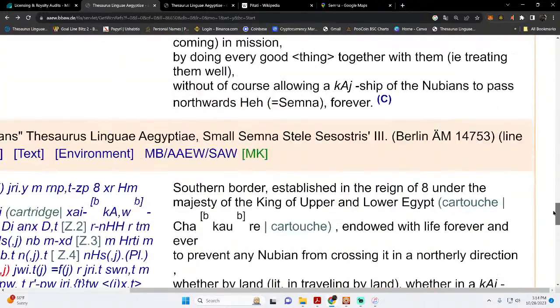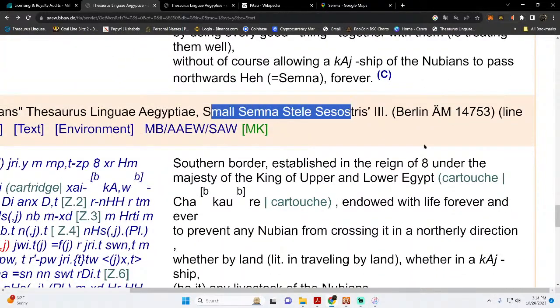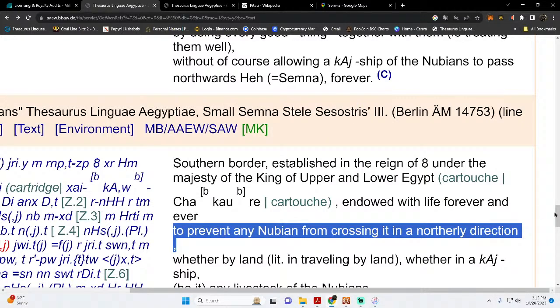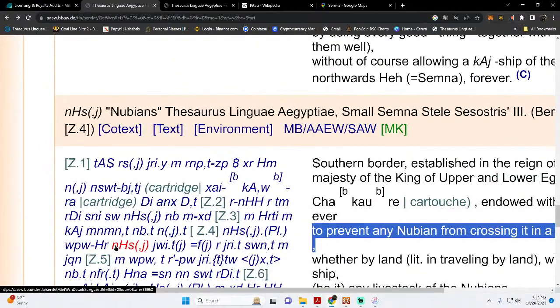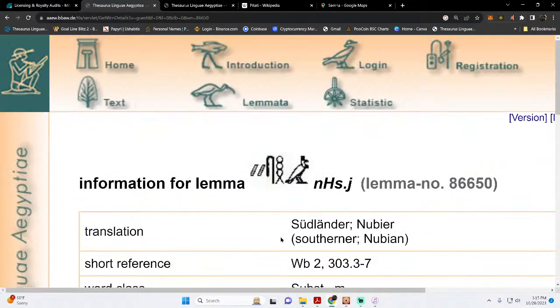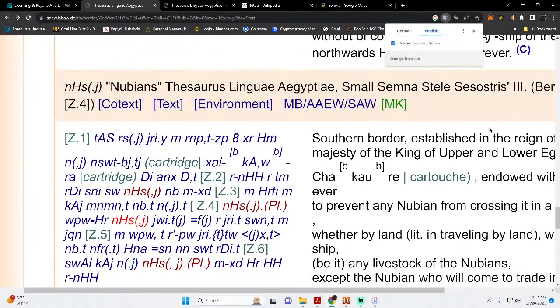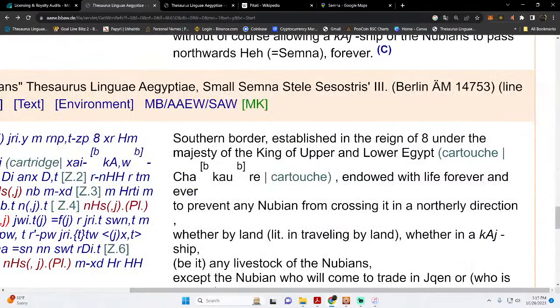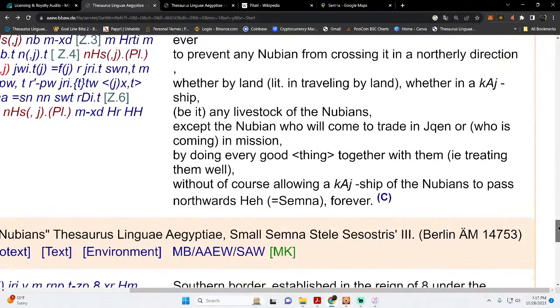And this is the same stele repeated. So let's see if they mention it again in another place. To prevent any Nubian, this is the same stele repeating. You come over here, you're simply going to see Nehesi. And if I click Nehesi, it's going to say Southerner. But they opt to use Nubian to make you think they're talking about a tribe of black people that can't come to Egypt. All right? But let's take it at face value.